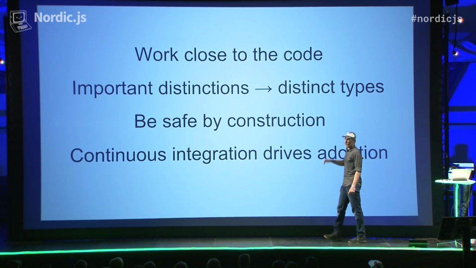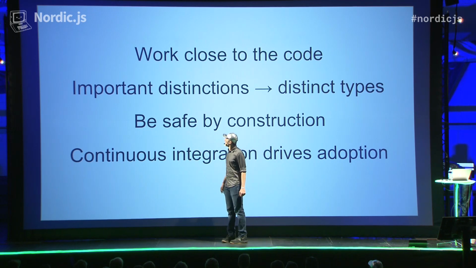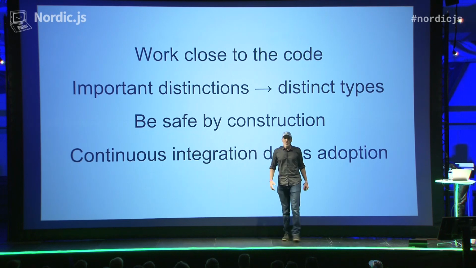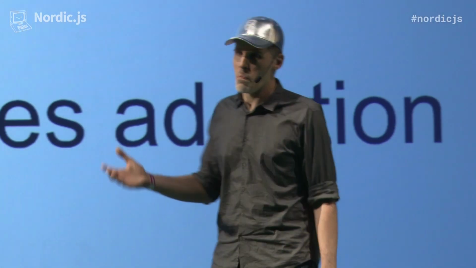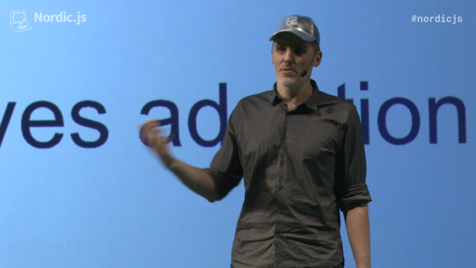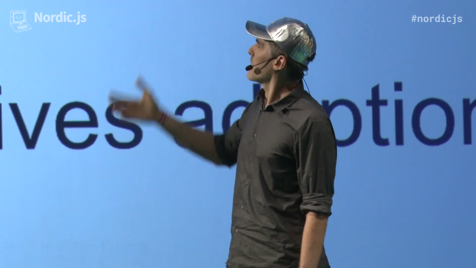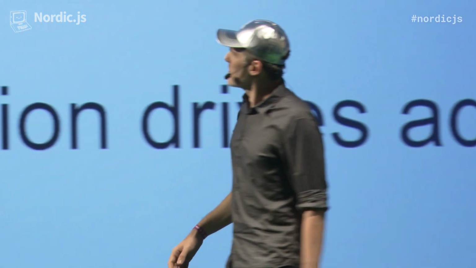First, you have to work close to the code. You're not going to achieve a high level of security by working at a distance. And second, if you're redesigning code to address a security problem and you realize you need to make a new kind of distinction, maybe a distinction between a trusted value and an untrusted value, then you should try to represent that distinction in code by having distinct types for those two kinds of values.